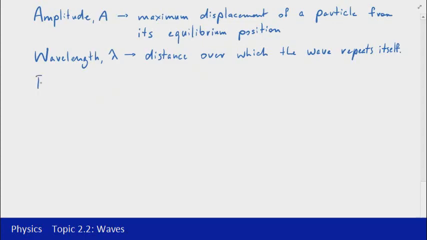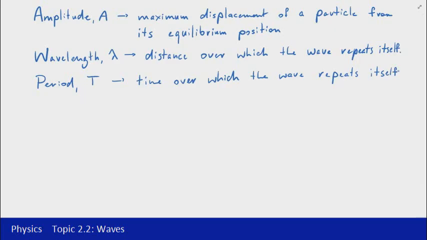The next one that's similar but slightly different is the period. And period is not the distance now, it's the time over which the wave repeats itself. So with distance, it's literally like you'd grab a ruler and measure how far it is between adjacent peaks. With period, you need to grab a stopwatch, look at a particular point in space, and time from the passing of one peak to the passing of the next peak.